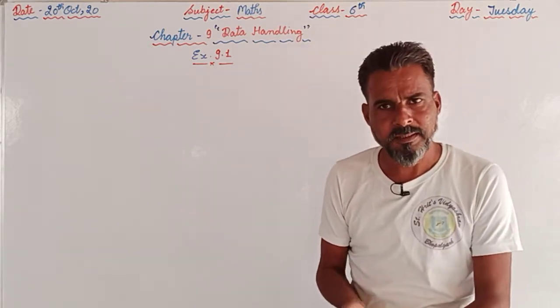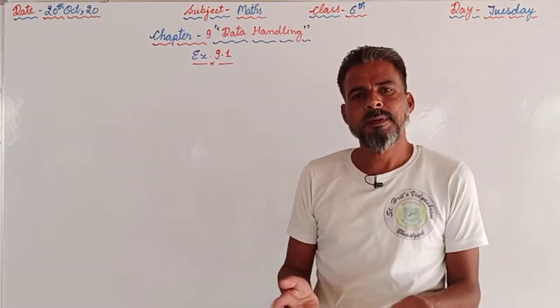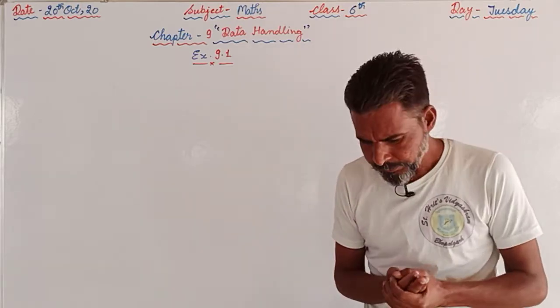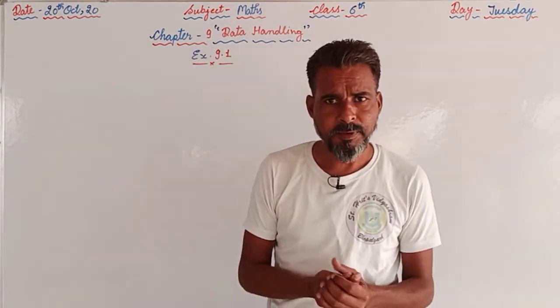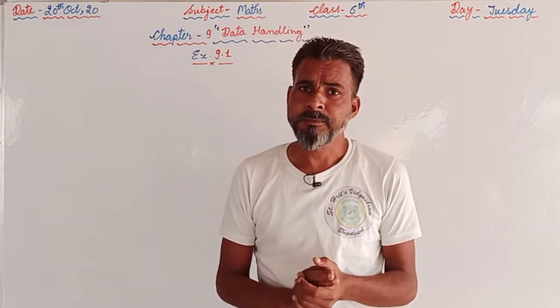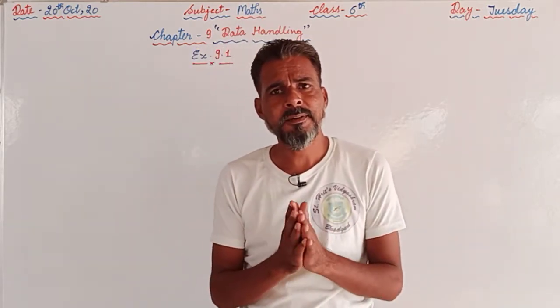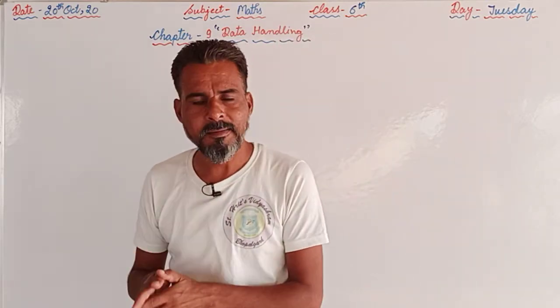This video is for class 6 and the subject is maths, and we are continuing the same chapter, that is chapter number 9, and the name of the chapter is data handling. Yesterday we started the chapter. We have discussed that data is a collection of numbers which provides us some information. Second thing, data can be classified into two types. First one, raw data. Second one is the organized data.